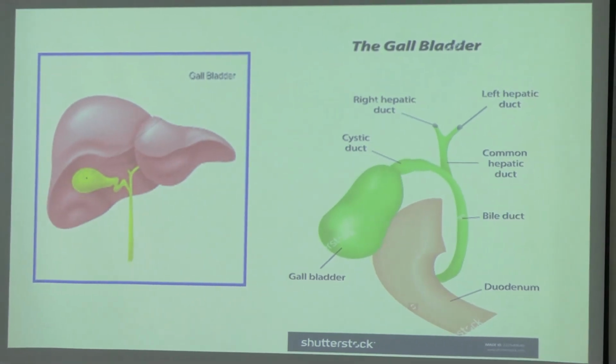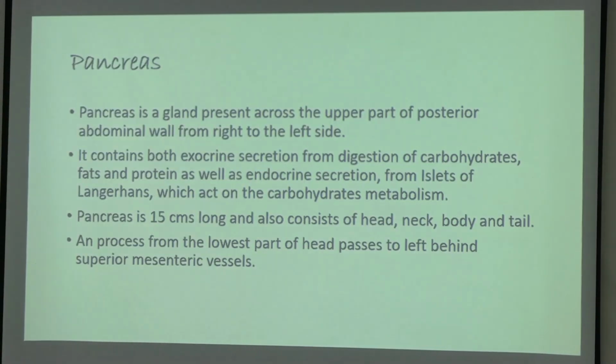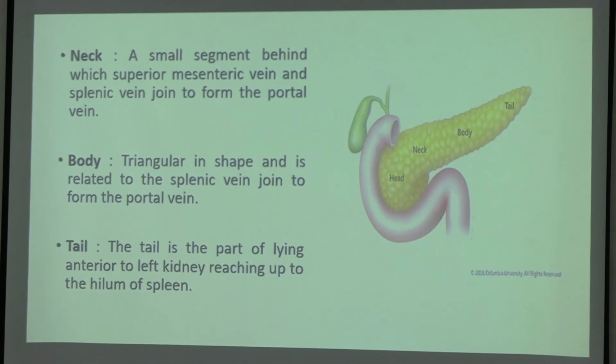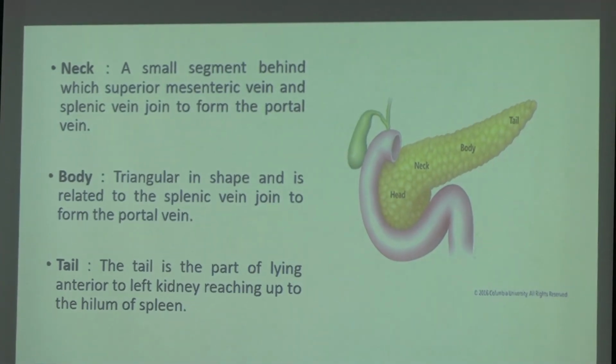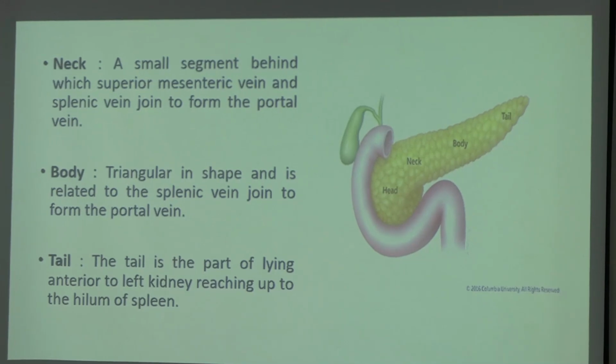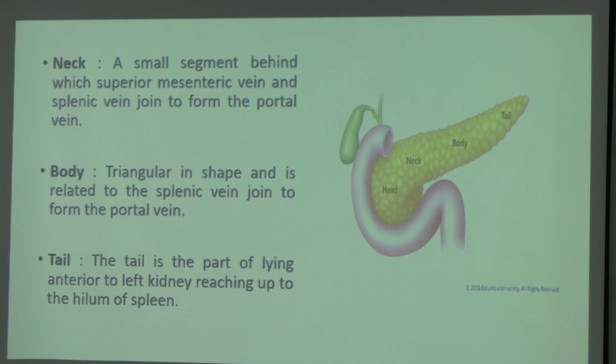I was looking for this only. The pancreas is both endocrine as well as exocrine. Digestion is related to the exocrine function of the pancreas. So it will liberate pancreatic juice.